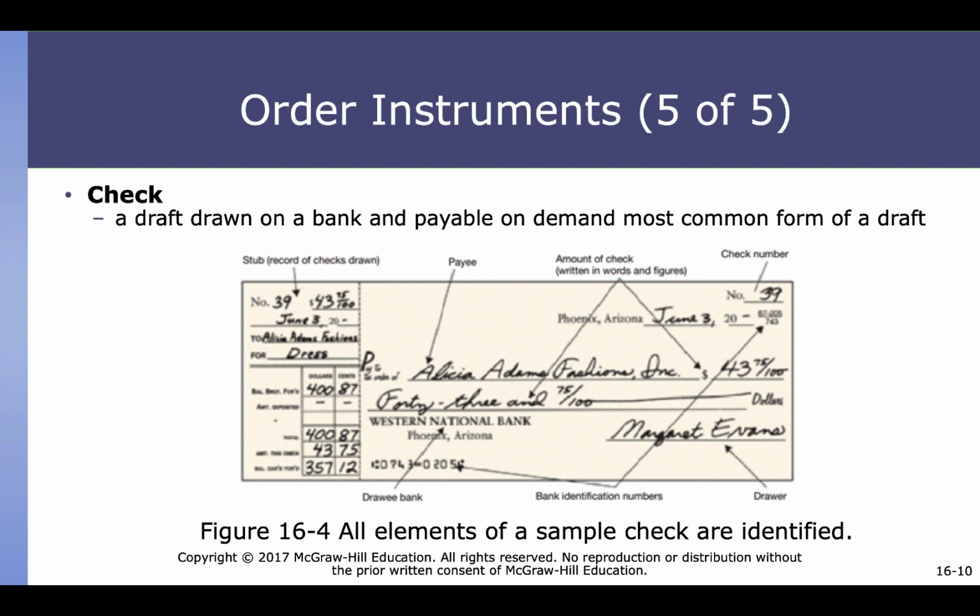A check, like I said, is a type of draft. It's a draft drawn on a bank and payable on demand, and it's the most common form of a draft. So this is what we think of. We have money in a bank, and when we write a check, we are the maker, and we order the bank, who is the drawer, to pay the payee. Okay, so again, we're the drawee when we order the drawer, which is the bank, to pay the payee.